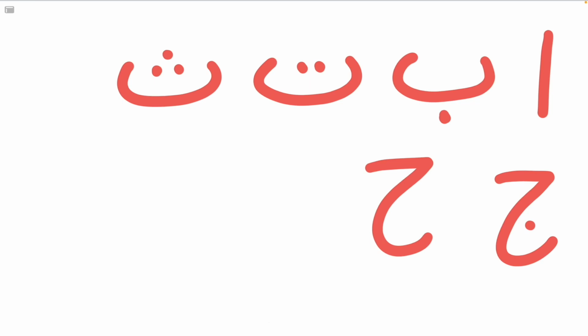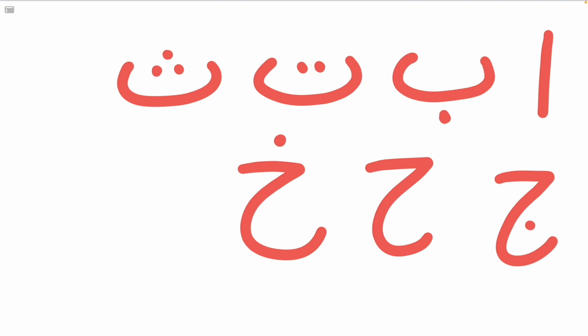So now we'll read the letters again. That's alif, ba, ta, tha, jeem, ha, and we move on to the last letter for this lesson, which is khaa. So repeat after me. Khaa, khaa, khaa. It makes a ch sound. So repeat that sound after me. It comes from the top part of the throat. So that's khaa, khaa, khaa.